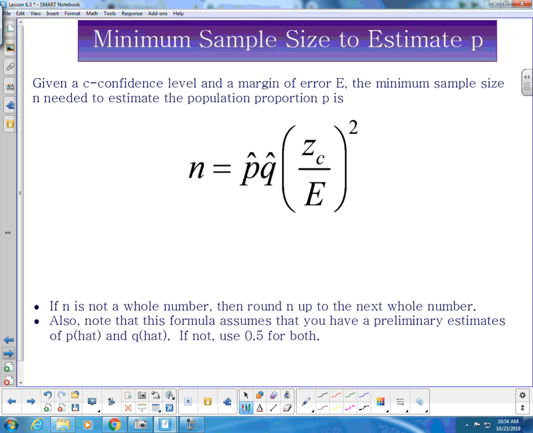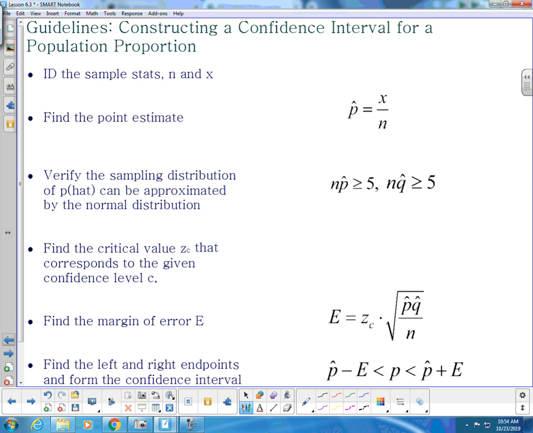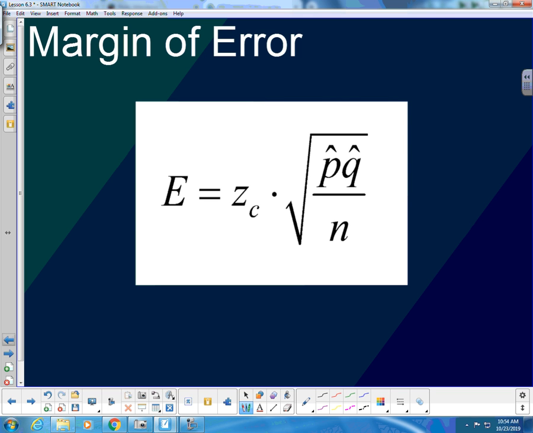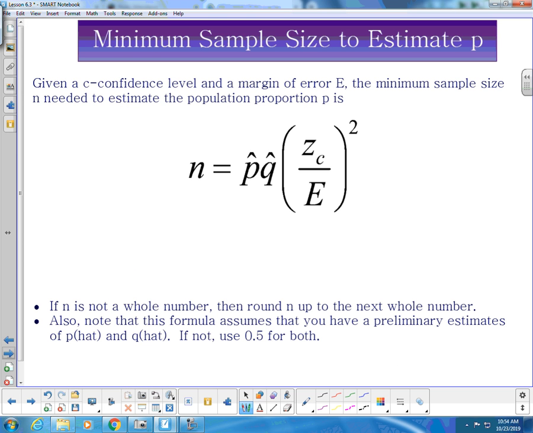All right, minimum sample size to estimate P. So all we're doing here is taking, just like we did the other day, this formula and solving it for n. Okay? So I'm just not going to go through that. There's your formula. N equals p hat times q hat times the square of your confidence level over your error. And it's just an algebraic rewrite of that other one.